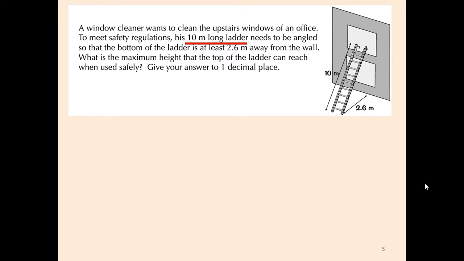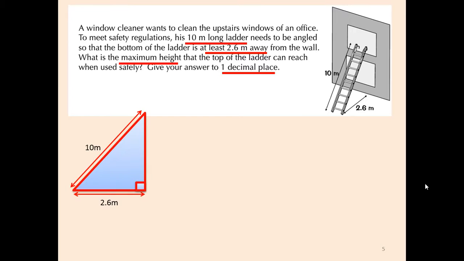So this bit I've underlined is an important piece of information: 10 meters long ladder, and at least 2.6 meters away from the wall, another very important piece of information. What is the maximum height that the top of the ladder can reach when used safely? That tells us what to work out. We need to work out the maximum height, to 1 decimal place.